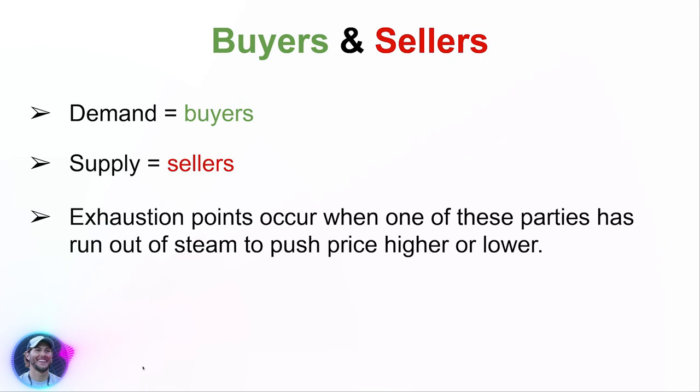Well, as we touched on before, this section being supply and demand, buyers equal demand and sellers equal supply. We want to try to identify the exhaustion point of either party. So at what point is the buyer running out of steam to push price higher? And at what point is the seller running out of steam to push price lower? Let's take a look at an example and see what I mean by this.